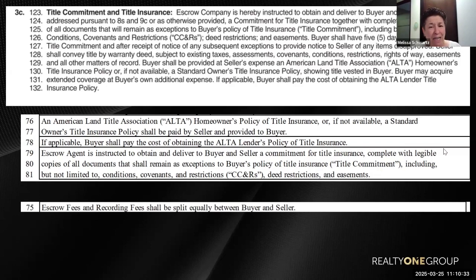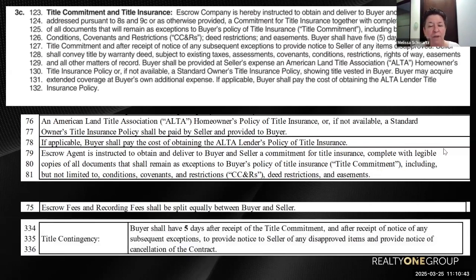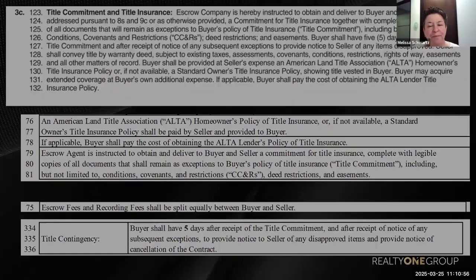Does the AAR actually say that escrow fees and recording fees are to be split equally? Do you know? So they spelled that out. It's what title does anyway, but it's just nice to have it spelled out there. So receipt of title commitment, the buyer shall have 5 days. So very similar. Most things are, if they're given notice, the buyer has 5 days to respond to those things.